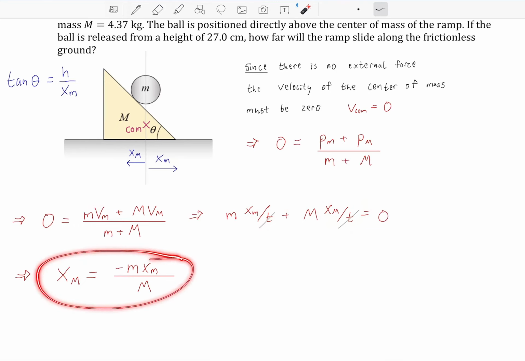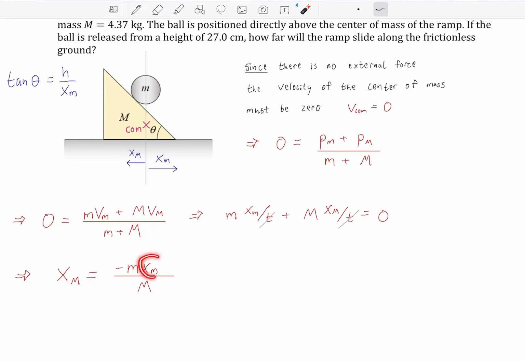And so then we're going to find the x big M, that's what we're asked for. That's just going to be equal to the mass of the ball times the displacement of the ball, divided by the mass of the ramp. We don't have the total mass anymore because remember we multiplied it by 0.